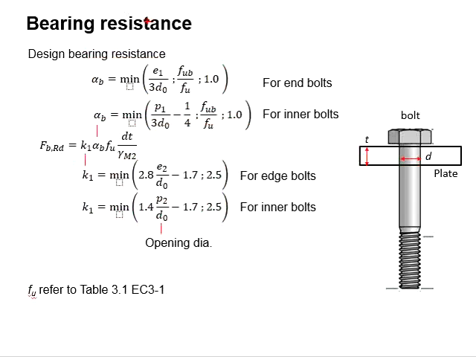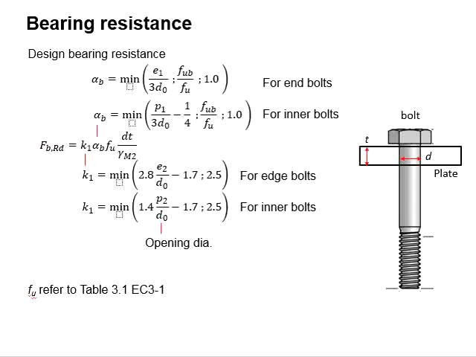The equations to determine alpha B and K1 are given here. They are normally functions of the geometrical arrangement of the bolts relative to the diameter of the bolt hole, and some constant numbers. For alpha B, there is a consideration of the ultimate tensile capacity of the bolt relative to the ultimate capacity of the plate. The minimum values are adopted to yield the smallest bearing resistance for conservative consideration.